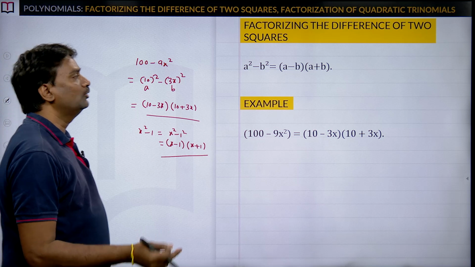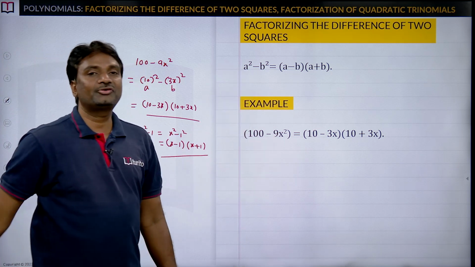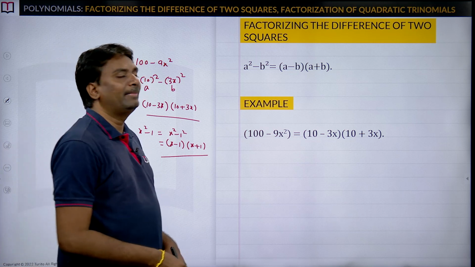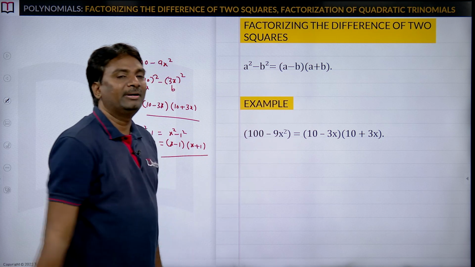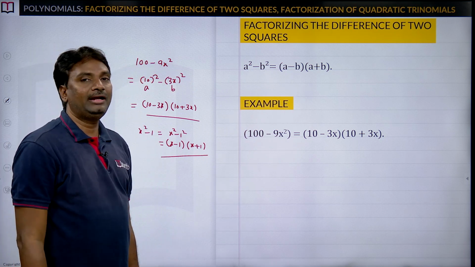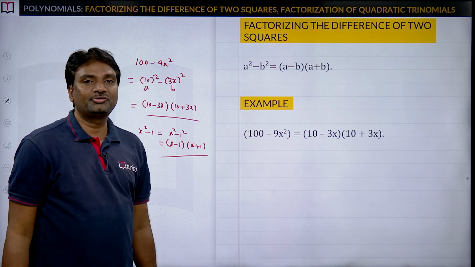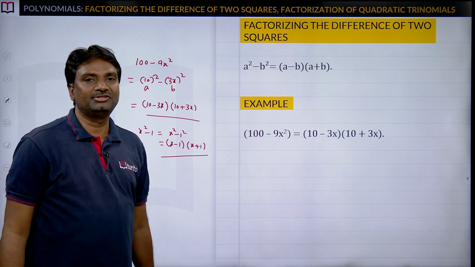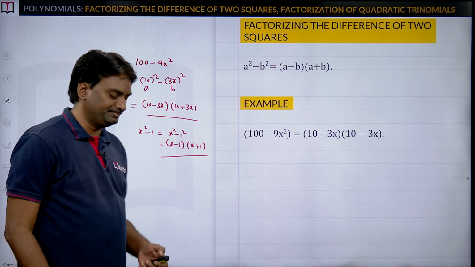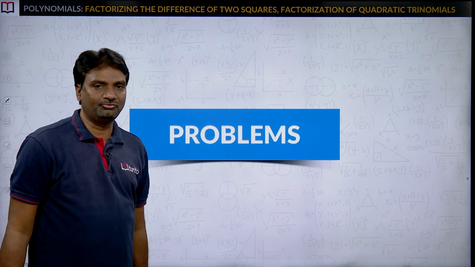So, when we have the difference of two squares, you can use the formula a square minus b square equals a minus b into a plus b. We can conclude this formula with the example 100 minus 9x square. Write 100 as 10 square, 9x square as 3x whole square, and apply the formula. We got 10 minus 3x into 10 plus 3x. Now, let us do some problems related to this formula.